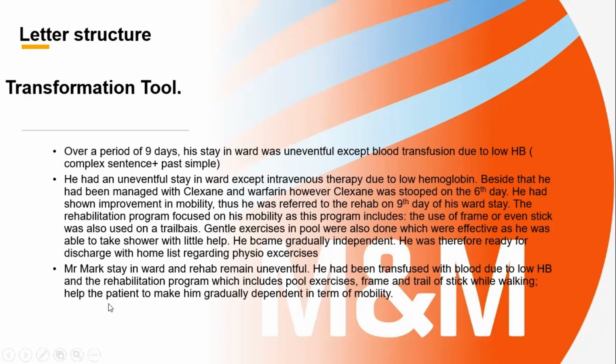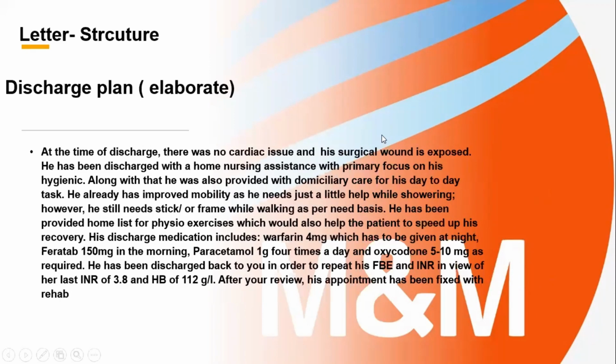The third format of summarizing them down. Mr. Mark's stay in ward and rehab remained uneventful. He had been transfused with blood due to low HB. And the rehabilitation program, which includes, let's say, full exercises, frame, and trial of shake while walking, helps the patient to become gradually independent in terms of mobility. Right? So basically, these are a few of the examples that have been done for you.